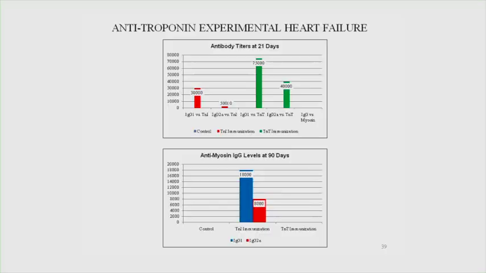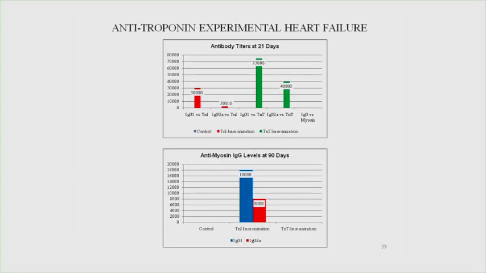If you look at antibody titers in the immunized mice at 21 days, those that were immunized with troponin I, you will see a T cell and B cell response to troponin I. Those that were immunized to troponin T, you'll see a T cell and B cell response to troponin T, but not to the other troponin. Again, it's specific. You will not see any antibodies against myosin. Well, they weren't immunized against myosin. Why would you have an immune response against myosin?